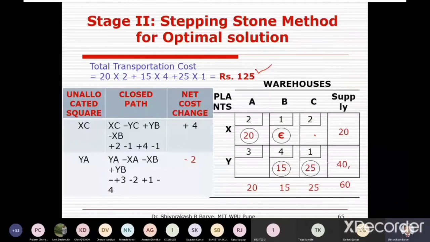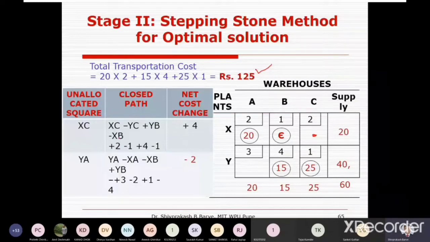Now we want to make a closed loop for these unallocated cells. So consider this is the first unallocated cell. Now this becomes a regular problem. Like the previous problem, we have already solved such a problem. So it is now a regular problem, and you solve it the regular way. So we are using the stepping stone method for stage 2 to get the optimum solution.